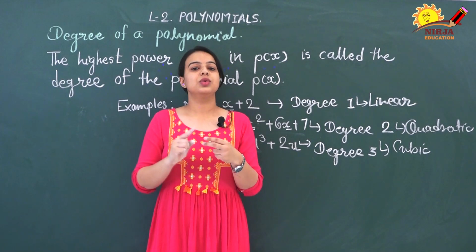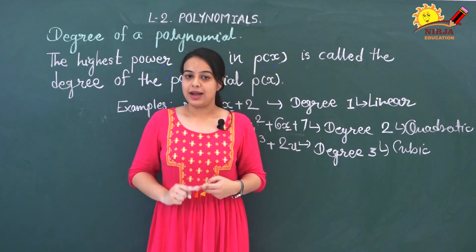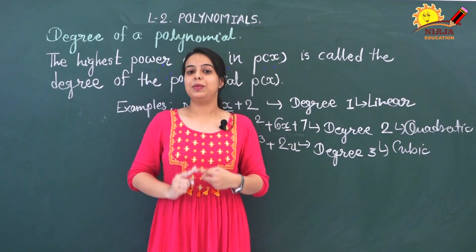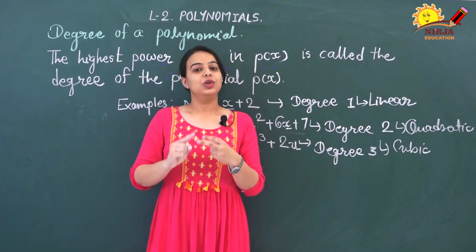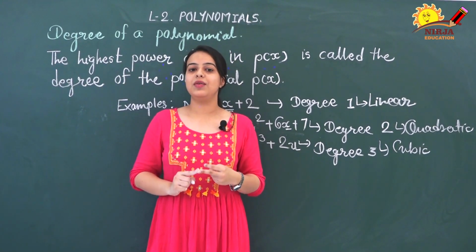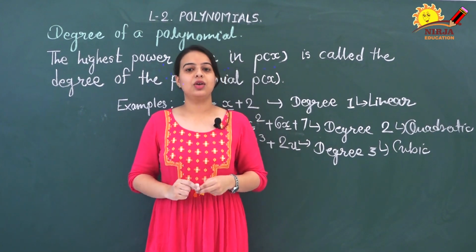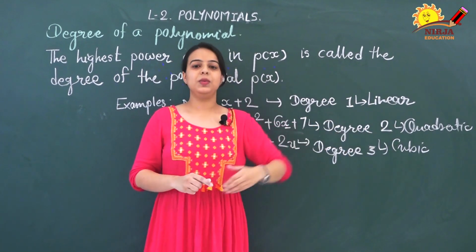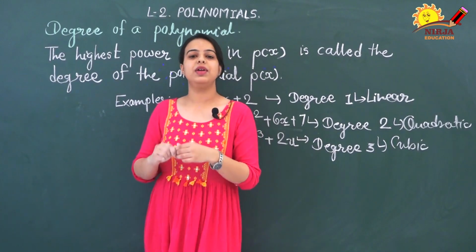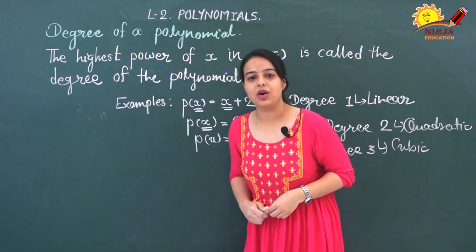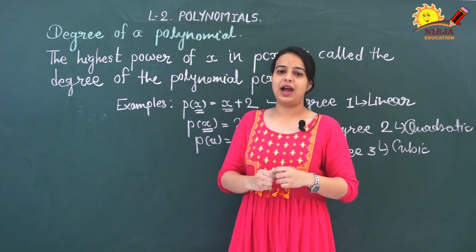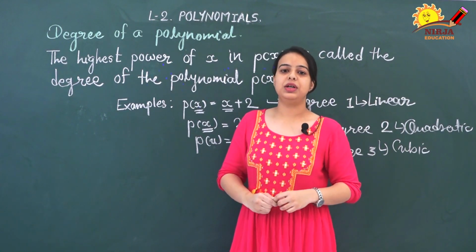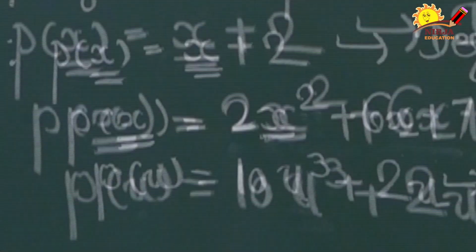Those polynomials who all are having highest power of variable, that means degree as 1, that is known as linear polynomials. Those polynomials who all are having degree as 2, that we can call as quadratic polynomial, and those which all are having degree as 3, that we can call as cubic polynomial. Now, let us see how we can write all kinds of polynomial in general form.